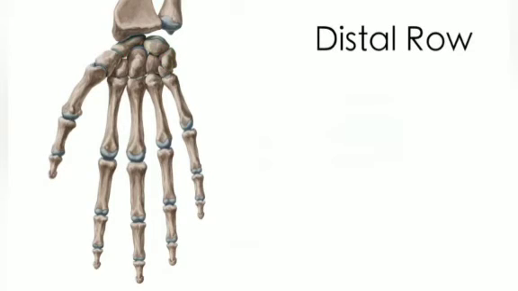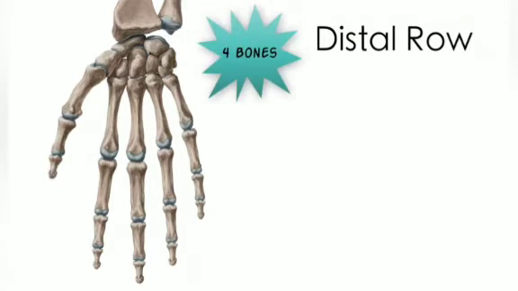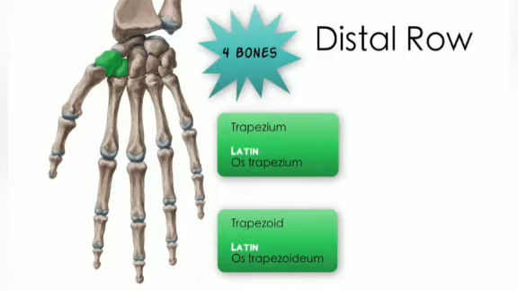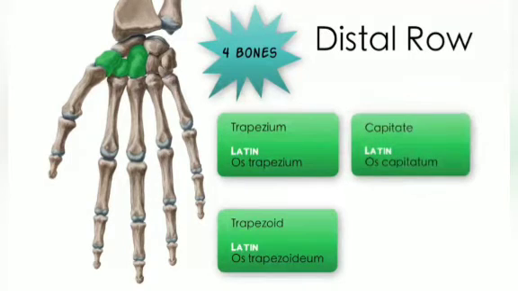Now, there is another row, as I mentioned, and this is the distal row. And the distal row is comprised also of 4 bones, and these are the trapezium, the trapezoid, the capitate, and finally the hamate. Now, the second group of bones that we're going to briefly discuss are the metacarpals.